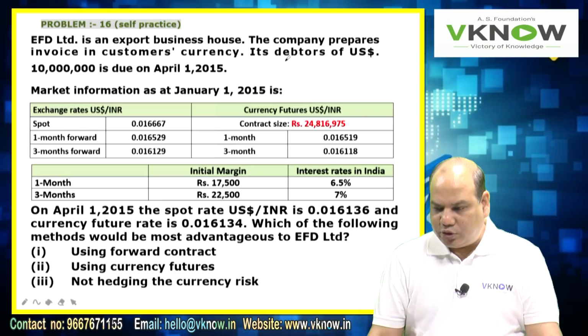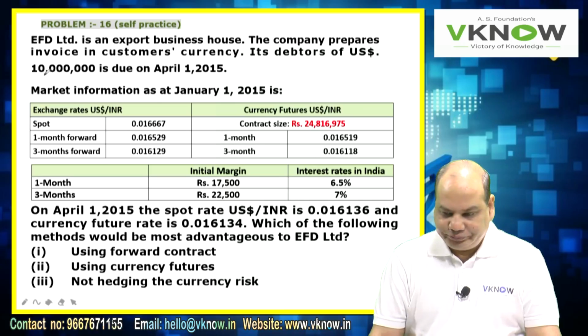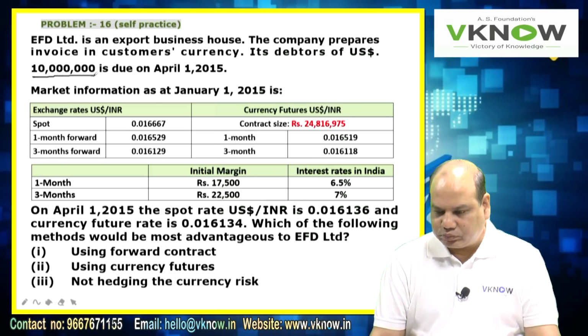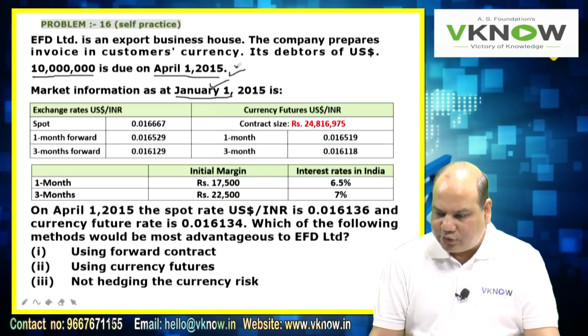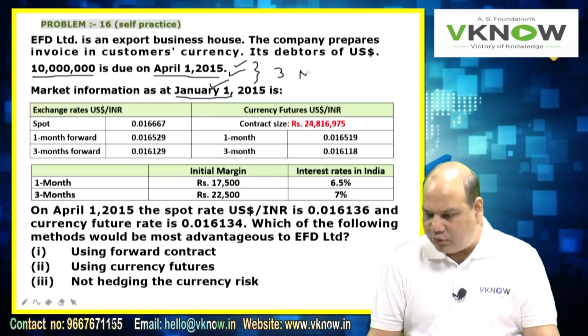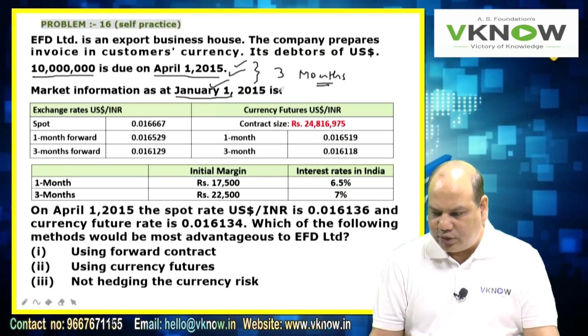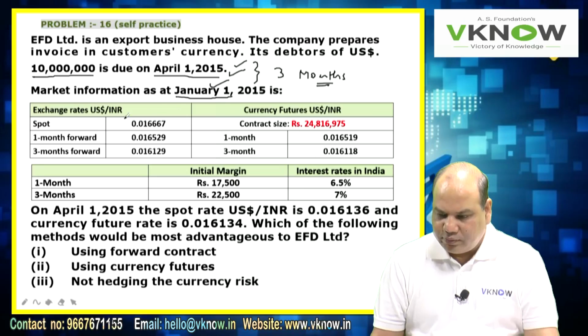Its debtor of US dollar, this time 10 million, 1 crore, is due on 1st April. Market information on 1st January is, so count January full, February full, March full. So 3 months. So this is a problem where you will receive $10 million after 3 months from the customer, and these are the information on 1st of January.